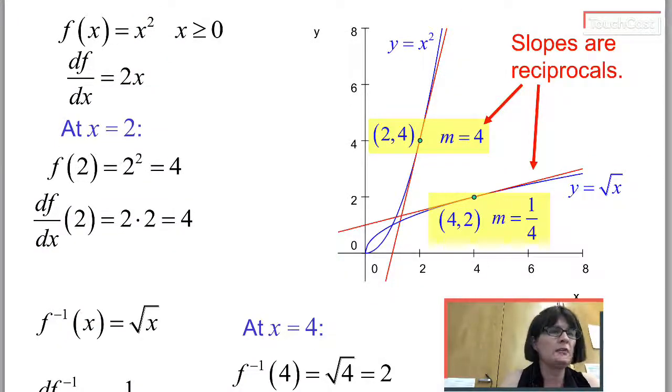So you're going to see it with all the missing pieces of your picture filled in. At the point 2 comma 4, the slope of one graph, f, is 4. That means at the corresponding point, 4 comma 2, on the inverse of f, the slope is going to be 1/4. They're reciprocals. A common error here is to assume I mean opposite reciprocal, like they were perpendicular. I'm not guaranteeing they're perpendicular. I'm just saying that their slopes are reciprocal, so 1/4. Same sign, but the fraction is flipped over.